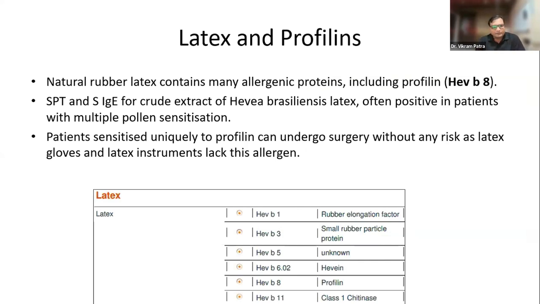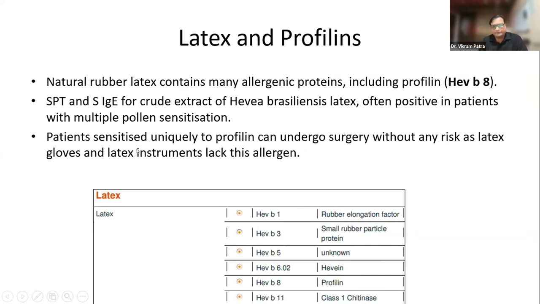Latex and profilins, this is again an interesting thing. A patient can come when there is polysensitization to pollens. So when we test for latex also, the latex may come positive on the skin prick test as well as for the serum specific IgE for the crude extract of latex. And natural rubber latex also contains profilin, which is the Hev b 8 component. Patients sensitized uniquely to profilin can undergo surgery without any risk from latex gloves.